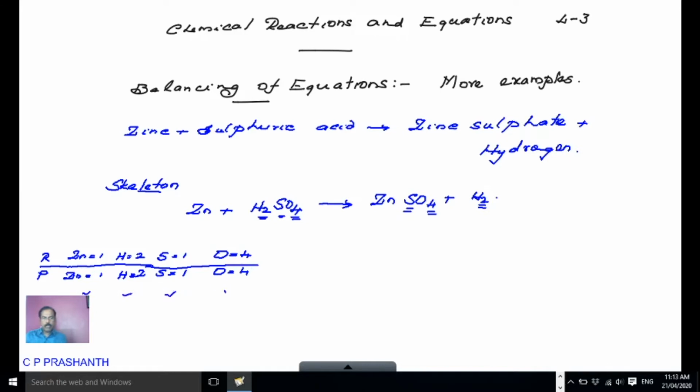It's already balanced. So there are certain reactions which are already in the balanced form. So we don't have to do anything about it. Let us see another example.